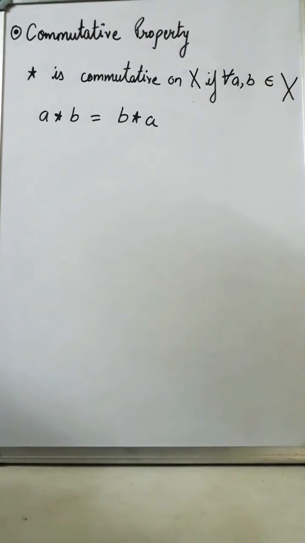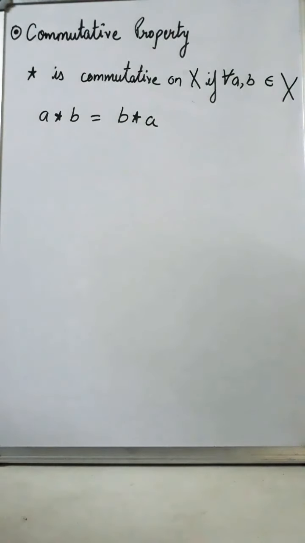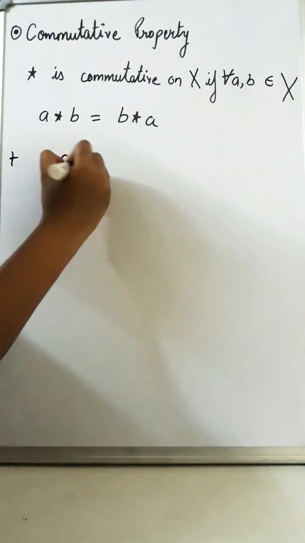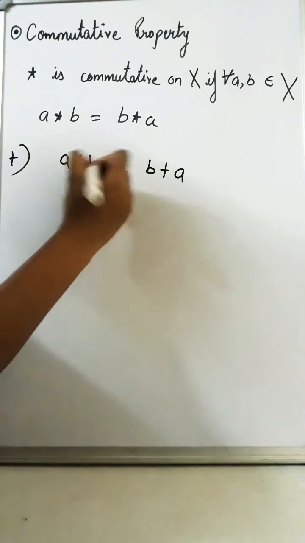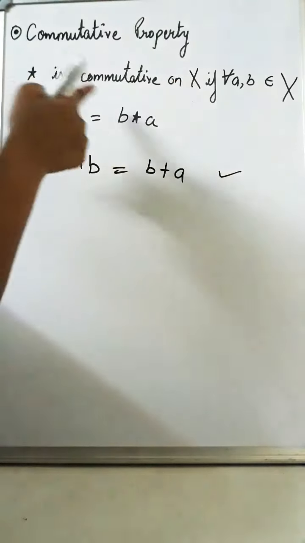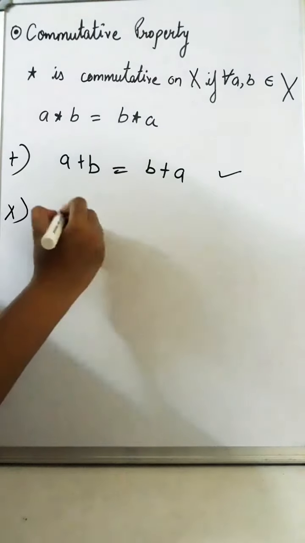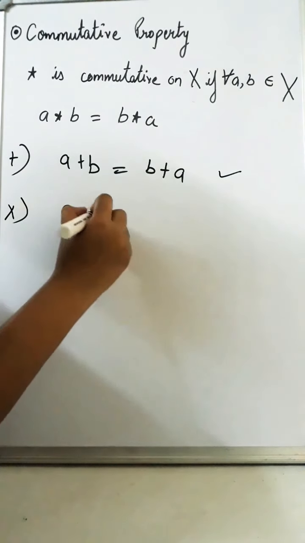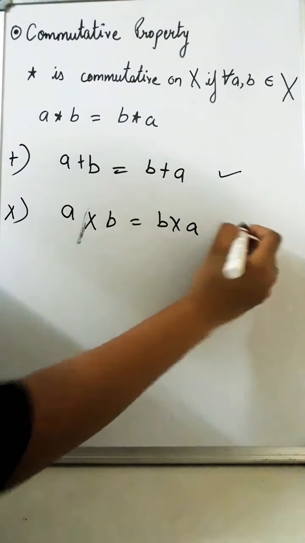Now comes the commutative property for binary operations. Star is commutative on the set X if for all a and b belonging to X, a star b is equal to b star a. As simple as that. Let us take our binary operation addition. You know a plus b is equal to b plus a. So addition is commutative. Addition holds the commutative property. Similarly, let us check for multiplication. a star b means a into b is equal to b into a. So multiplication is also commutative in nature.